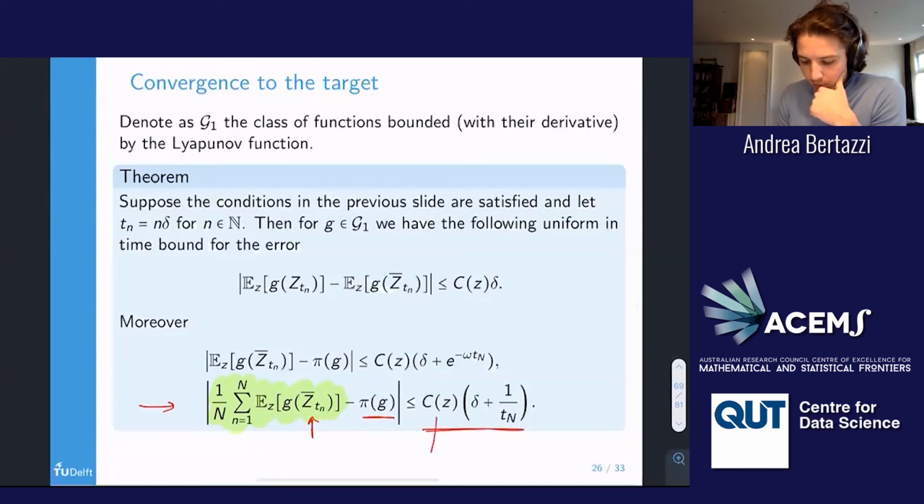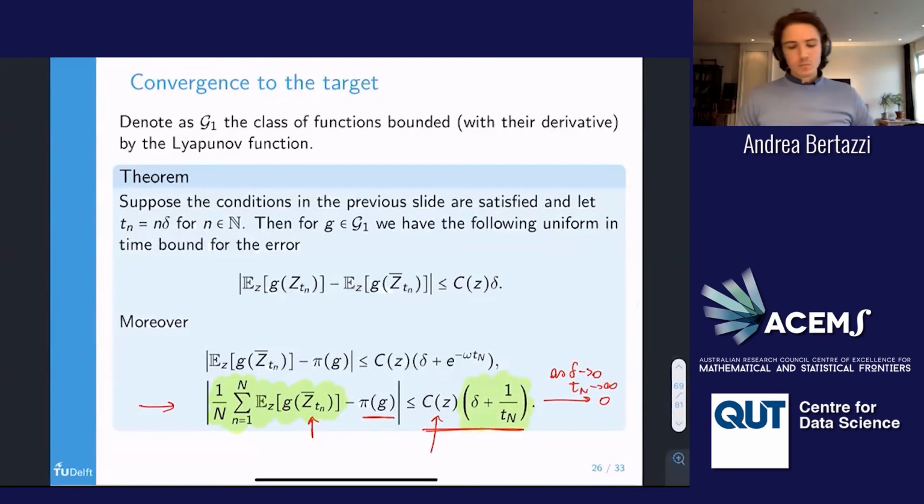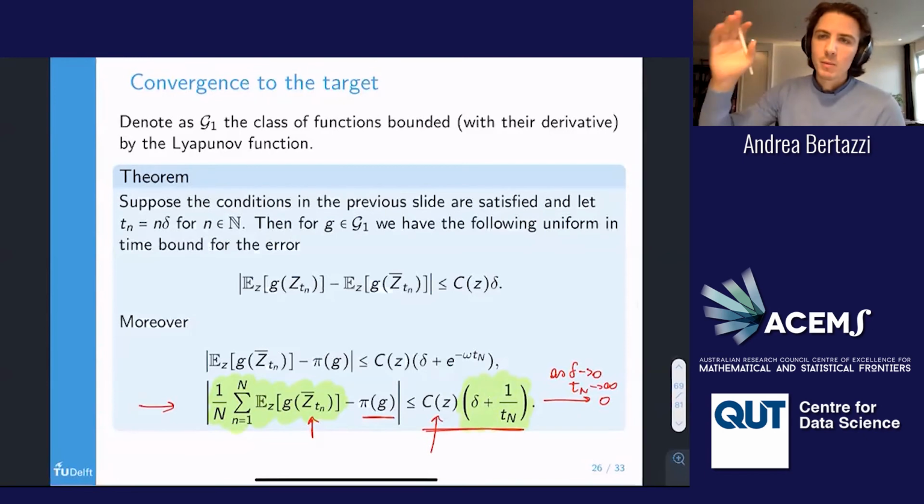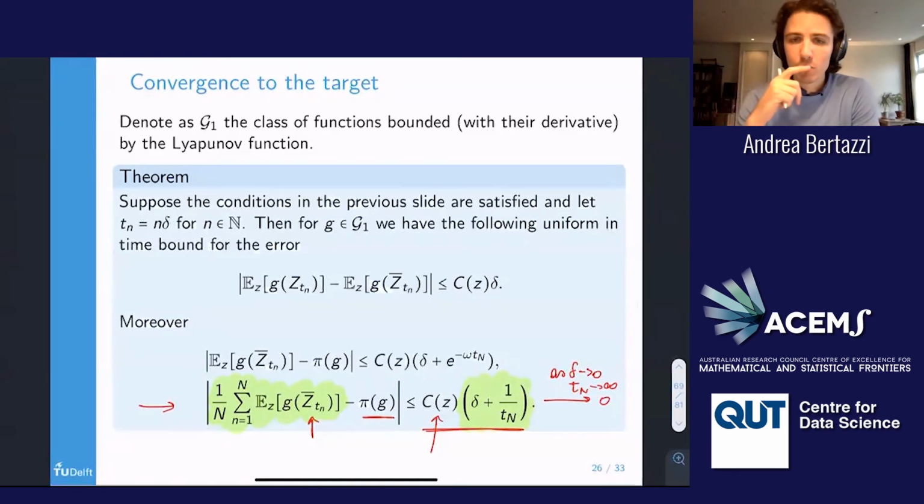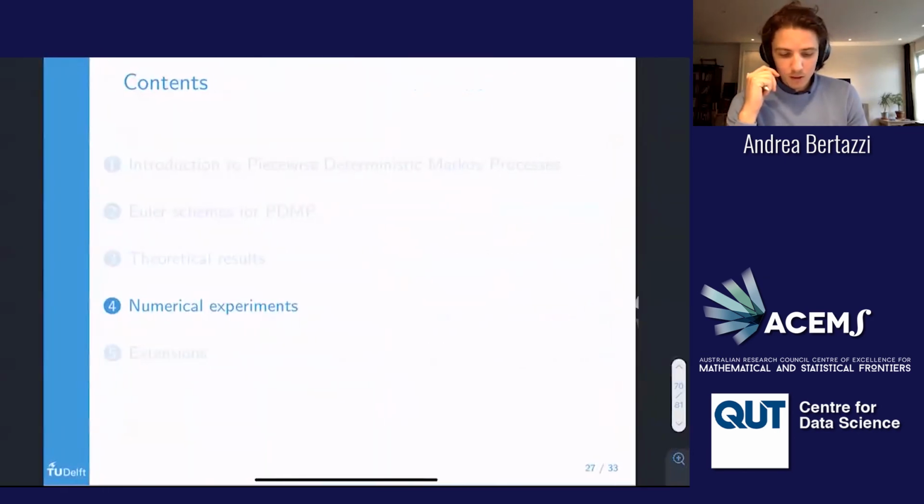And again, we have a term that depends on the initial condition. And then, more importantly, we have this factor, delta plus 1 over Tn. And it's very nice that this goes to 0 as delta goes to 0, as the step size goes to 0, and Tn goes to infinity. Okay, so basically, yes, our error goes to 0 in the long time limit, as also the step size goes to 0. So it's a comforting result if you think about MCMC tasks.